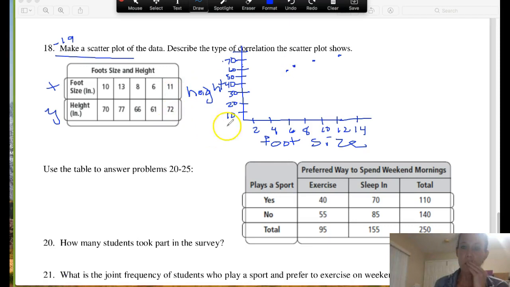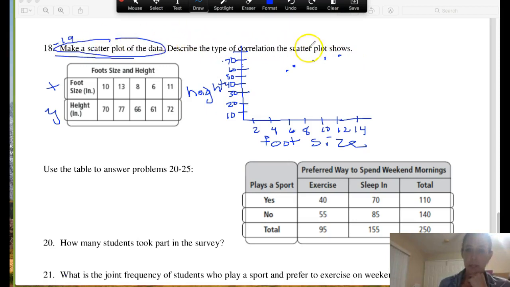And then I go over to 11 and up to 72. So 72 is right about here. Okay. So looking at the scatter plot, I've drawn my data points the best I can because I drew it freehand. So I made my scatter plot.